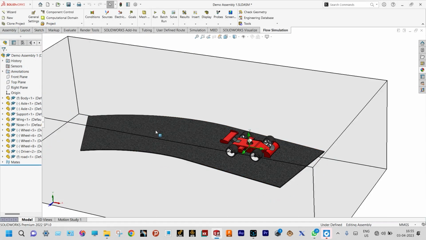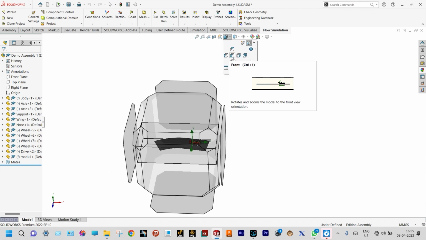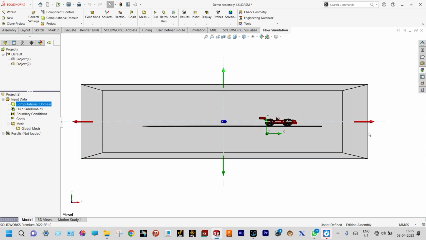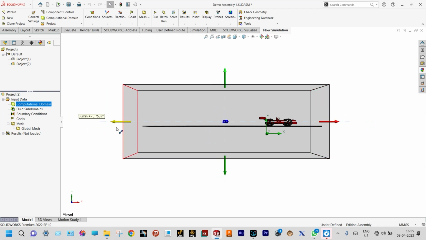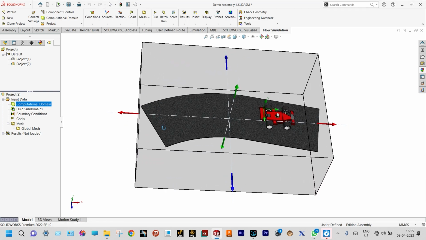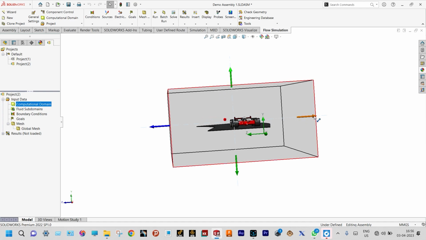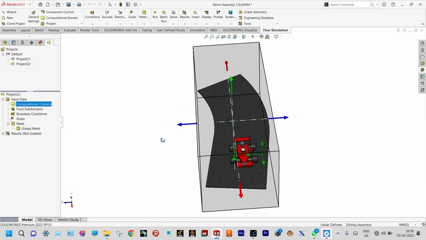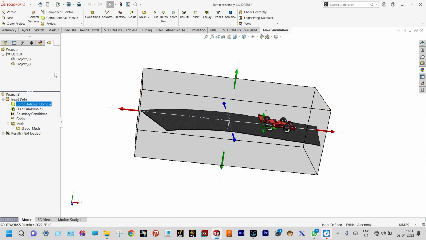Now you can see this is the computational domain, right? We need to edit this part, because the smaller the domain size, the less computational time it will take. Okay, let us edit this part. We need to decrease the computational domain. Up to this point is okay, and you can check it from this side again. It appears okay, so done. Let us hide this domain.